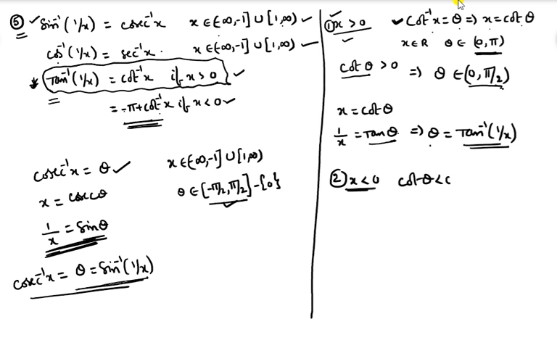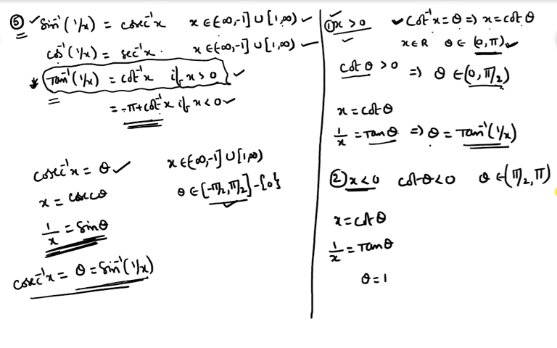X less than 0 means what? Cot theta less than 0. Where is cot theta negative? In this interval: cot theta is negative when theta belongs to pi by 2, pi. Theta is present in this interval. Now, the same information we got, x is equal to cot theta. From this I can write 1 by x is equal to tan theta.